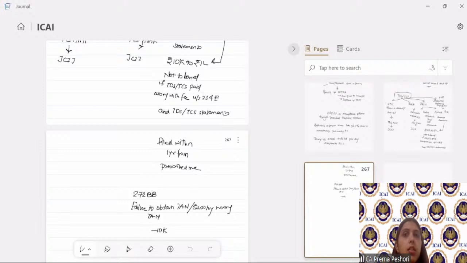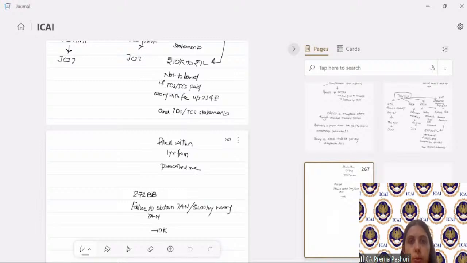Okay. So what we are going to do now is we are going to start with the penalties only. We will finish off a few penalties that we had not done in the last class, and then we will be proceeding towards the miscellaneous topics, which is going to be prosecution and a few other set of topics which I'm going to discuss with you, and that will complete your entire module for this, right?